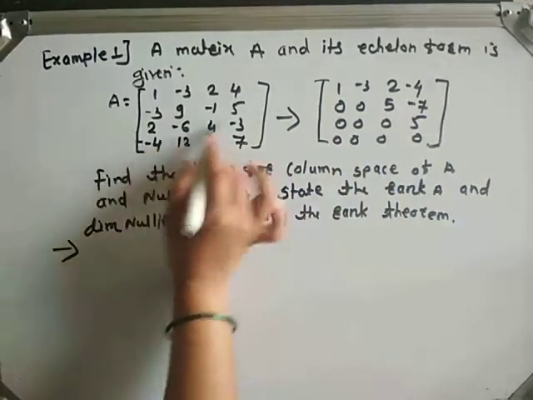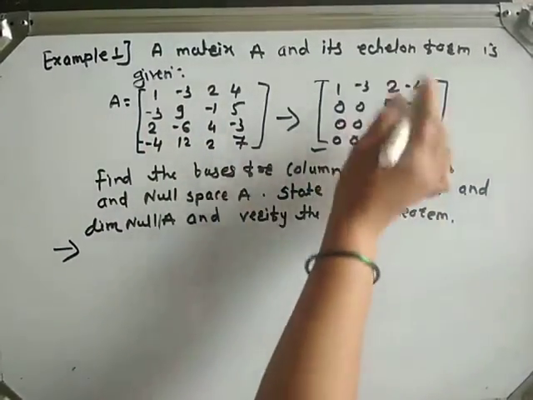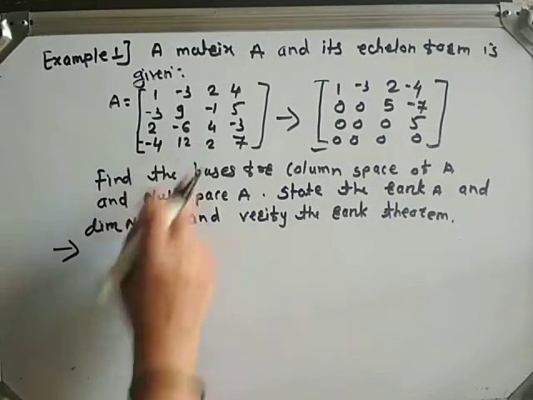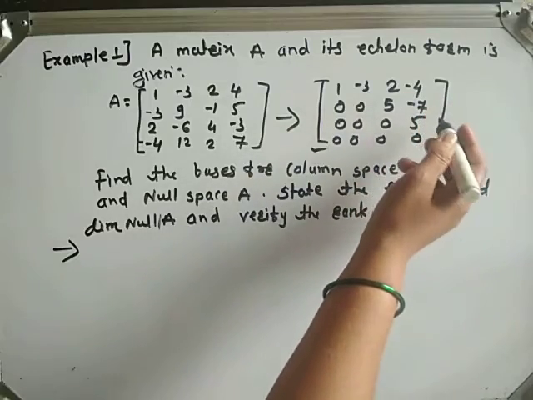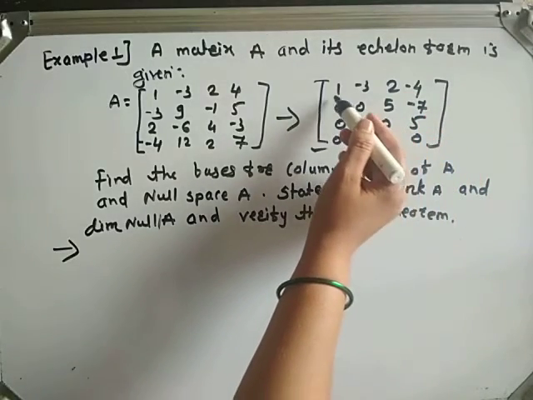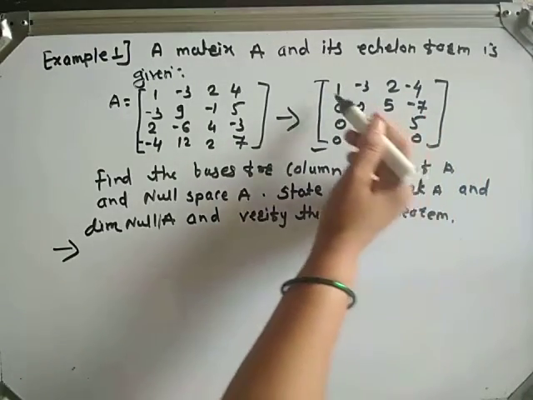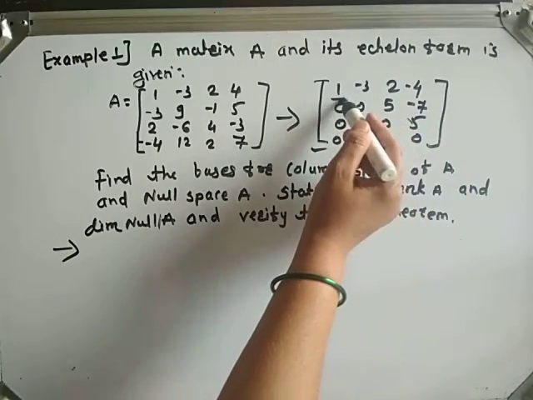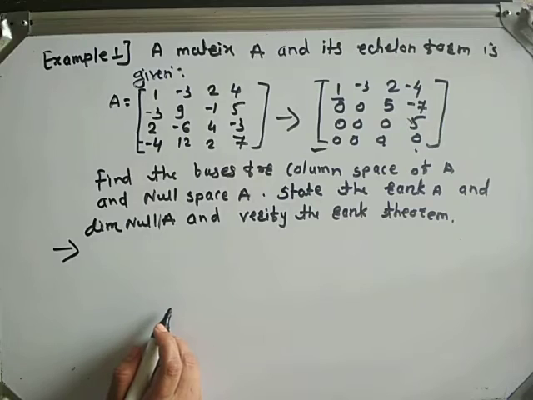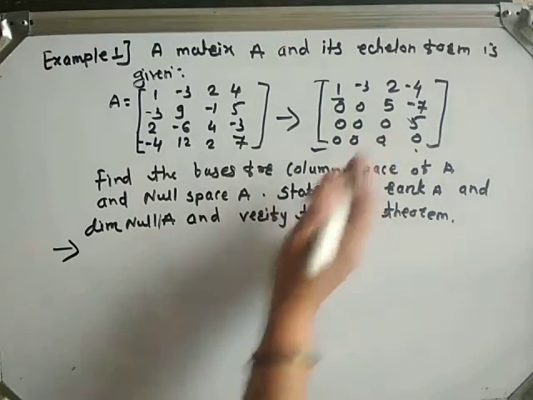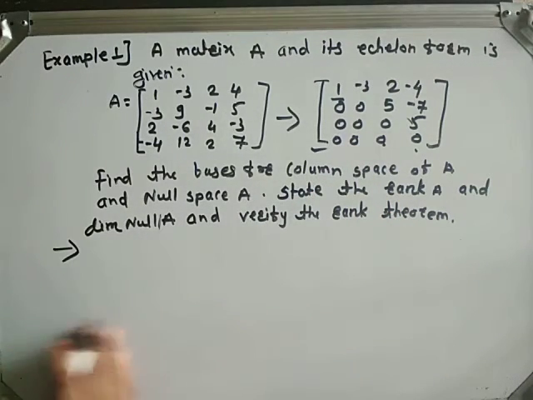See here, this is a matrix A and this is the row echelon form of this matrix. Okay. In echelon form there are 3 pivot columns. Pivot columns means columns which contain leading entries. Here column 1, column 3 and column 4 contain leading entries. That's why these columns are pivot columns.